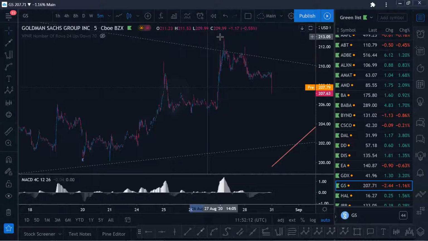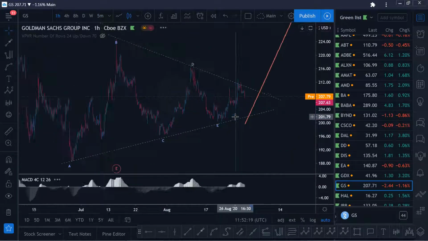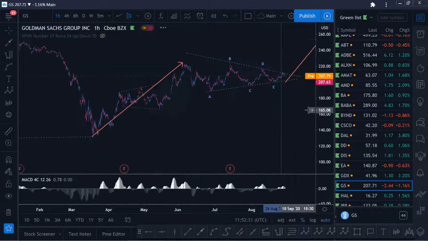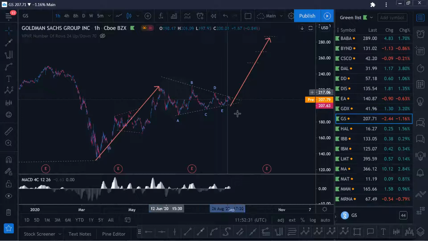So I would say any break of this 213 high is a great place to get long and start to accumulate the stock, because the structure really looks like it wants to push higher up towards 254. More than likely wants to get up to 287 full target, given the wave that came before it. So Goldman Sachs, one of my favorite trades at the moment, or that I'm looking at the moment.